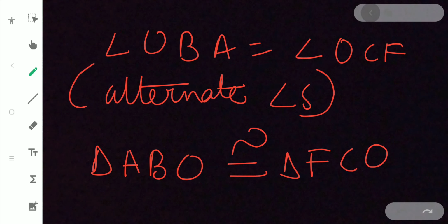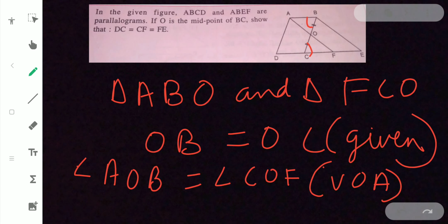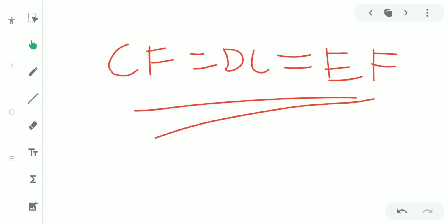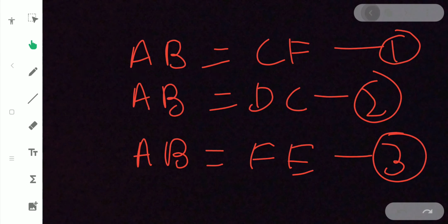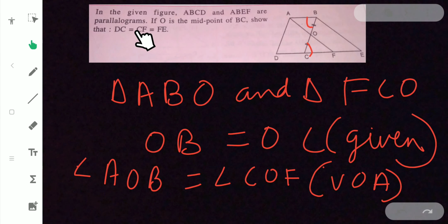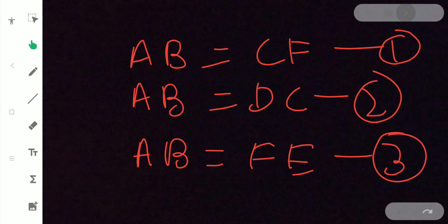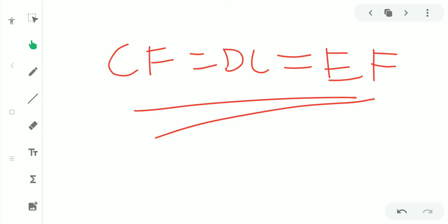So what they asked in the question is the same thing. Prove that DC is equal to CF is equal to EF. So that's all we proved. At last you can write hence proved.